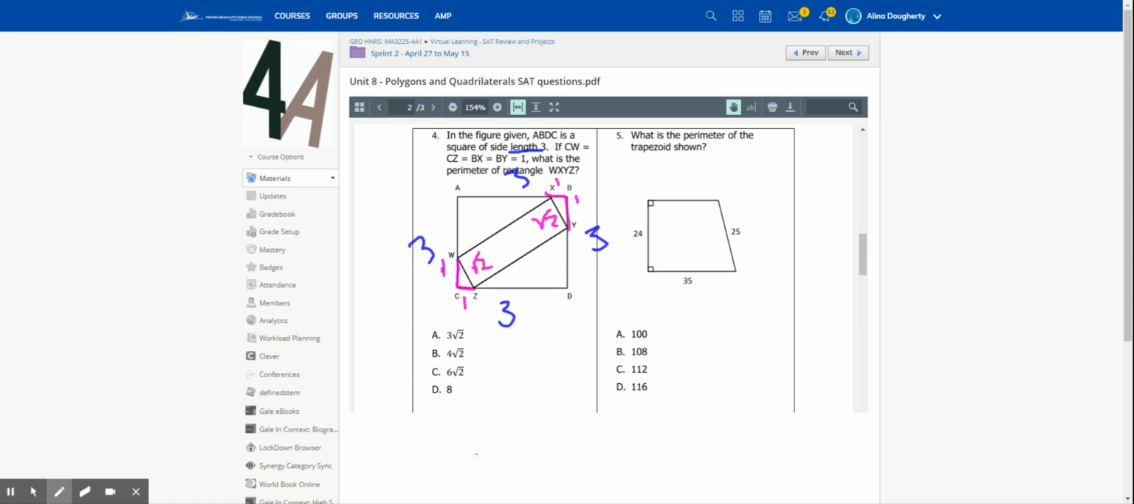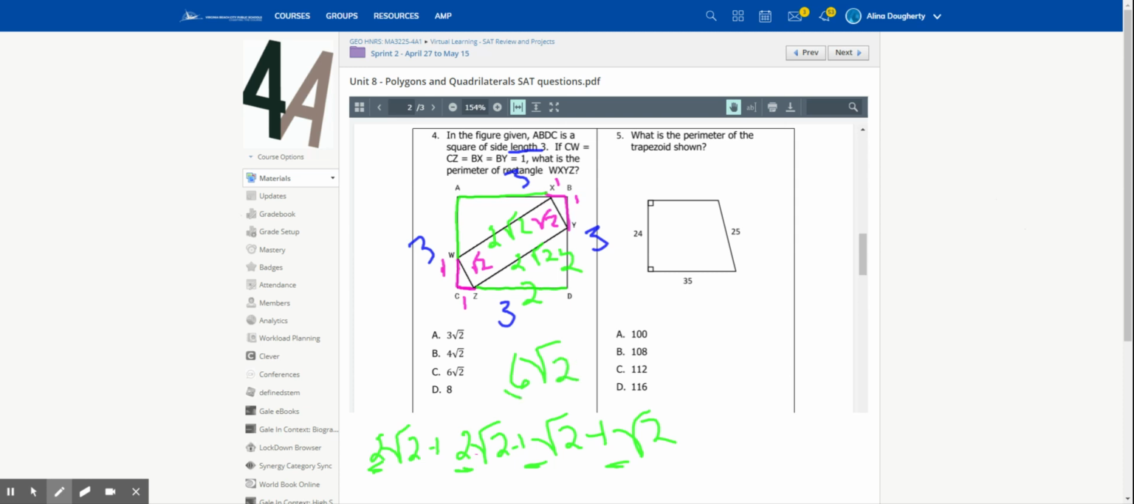If this little piece is 1, then actually let's get a green here. This piece has to be 2 and 2, which means this is 2 square root of 2. And this is 2 and 2, so this is also 2 square root of 2. If you add all of those up, 2 square root of 2 plus 2 square root of 2 plus the square root of 2 plus the square root of 2, we're combining like terms. So 2 plus 2 is 4, plus 1 is 5, plus 1 is 6. So that's 6 square roots of 2, which is going to be your perimeter for that rectangle.